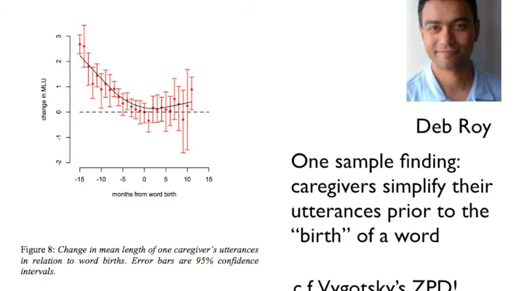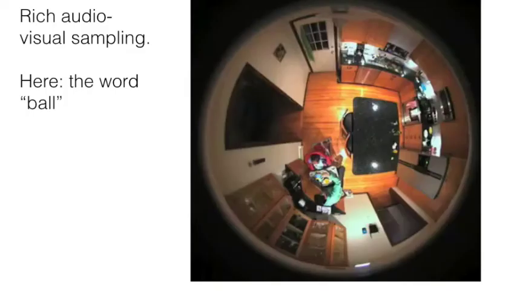You can see here we've heard audio samples. Here's an example of audio-visual sampling. So you can look when the word ball appears. Is there always a ball there? Where does it happen?